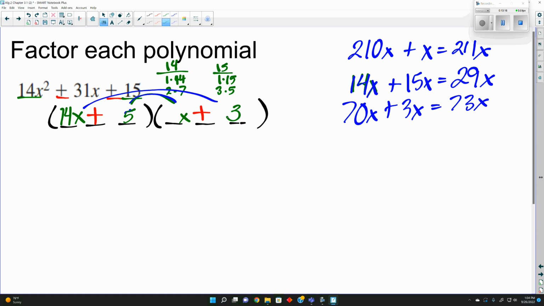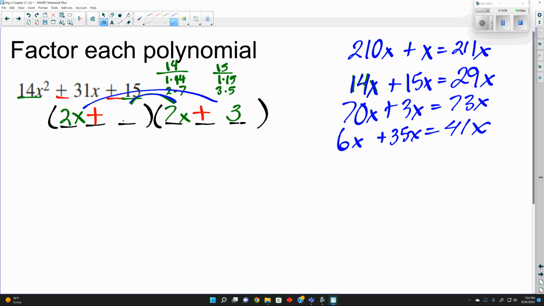So we could try switching the 14 to 2 and 7, yes. 2 and 7. And we can try this here. Now 2x times 3 is 6x. 5 times 7x is plus 35x, which gives us 41x. Now there's only one other possible setup for this here.